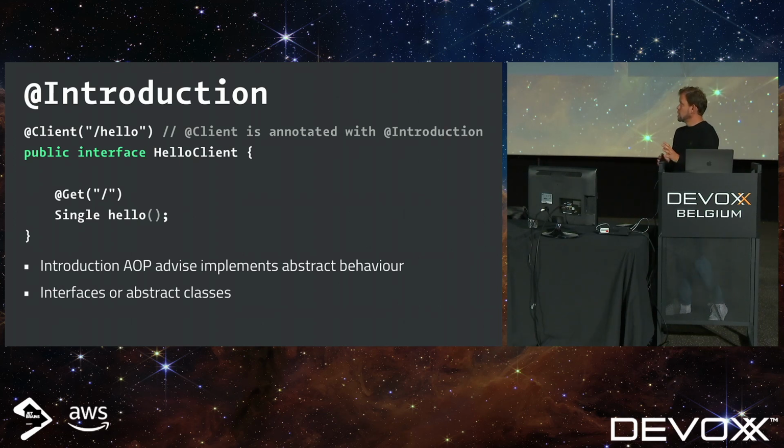Introduction advice is the same. You apply it to an interface which has no logic implemented yet, and the logic is provided to you by the framework. The classic example of this is the declarative HTTP client in Micronaut, where you say, on this interface, I want an HTTP client to be implemented for me. And Micronaut goes away, and at compilation time, it builds an HTTP client that will, for each method that's not implemented, provide the logic to invoke the remote endpoint.